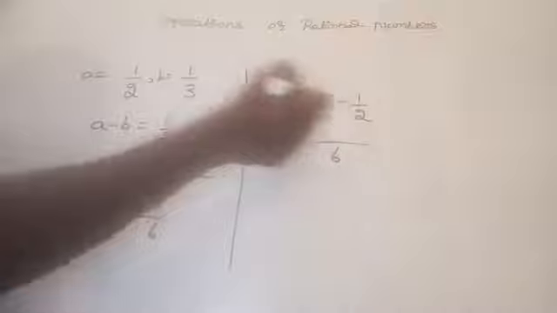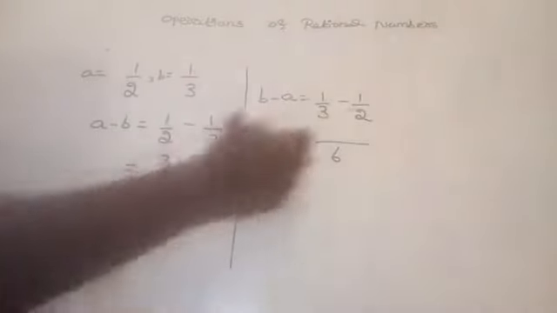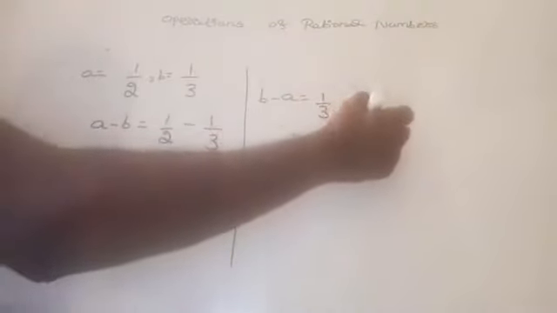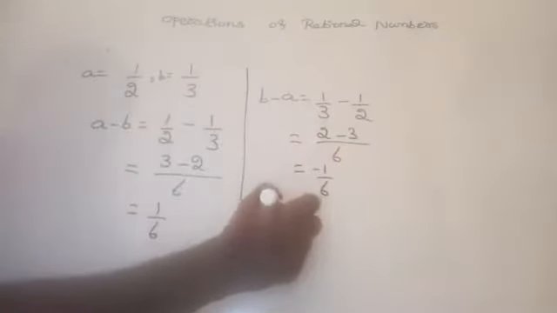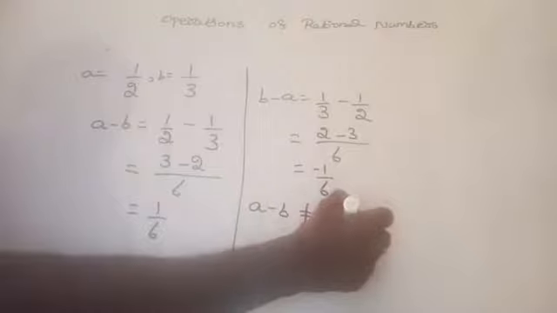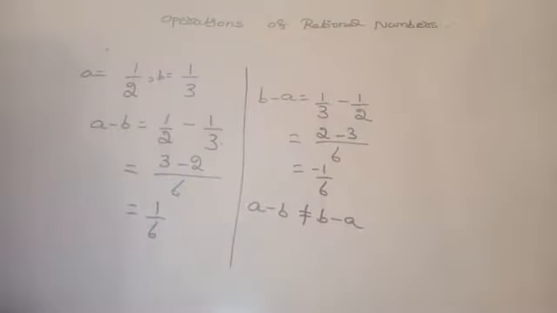By what number should 2 be multiplied by 3 to get 6? 2. So 2 minus 3 is what? Minus 1 by 6. So A minus B is not equal to B minus A. Therefore, the commutative property is not satisfied under subtraction of two rational numbers.